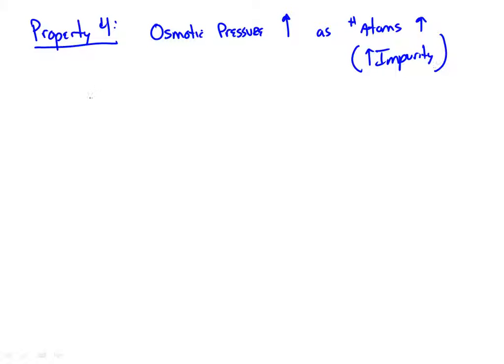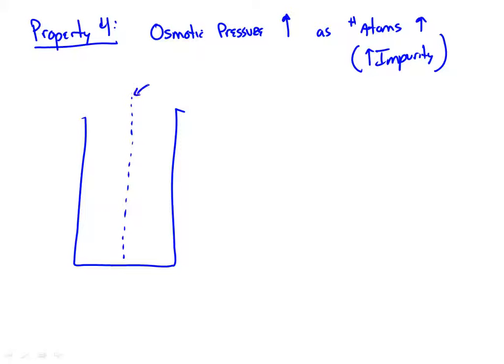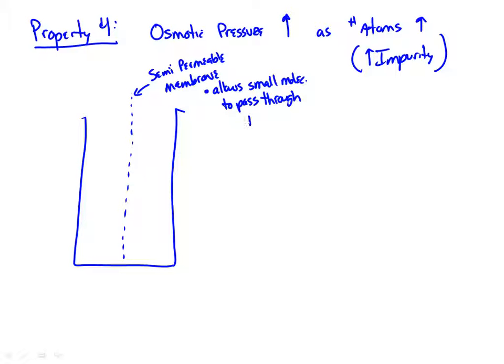And so the way to think about osmotic pressure is if we had a beaker and we put a membrane in it that's got lots of little holes. So this is what we call a semi-permeable membrane. And what it does is it allows small molecules to pass through. And since 99.9% of the time we're talking about water, we'll just kind of limit it to that. And it blocks large molecules.